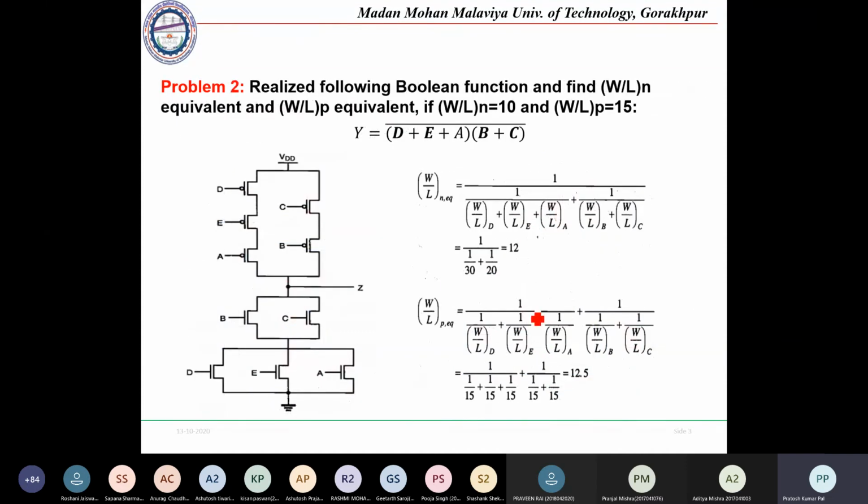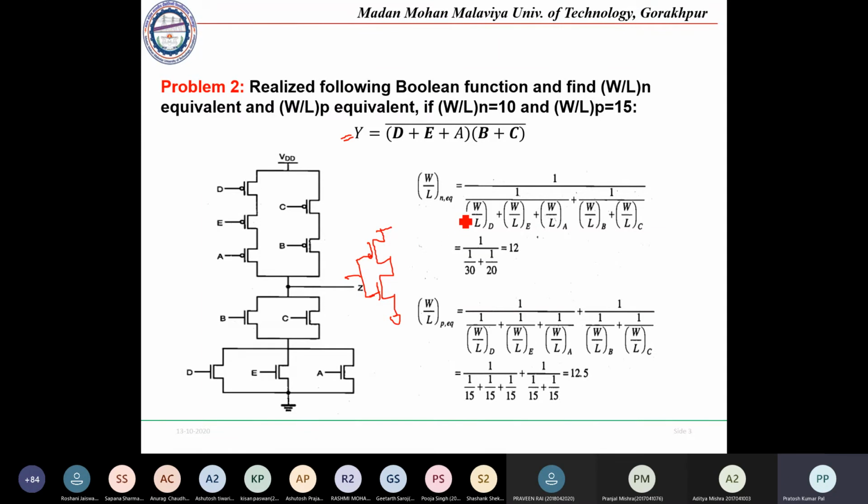So in terms of design point of view, whatever configuration is there, this is the function we will be implementing. This can be converted to an equivalent inverter also. We can convert it into an equivalent inverter. Okay, so this equivalent inverter will be having some W by L ratio.